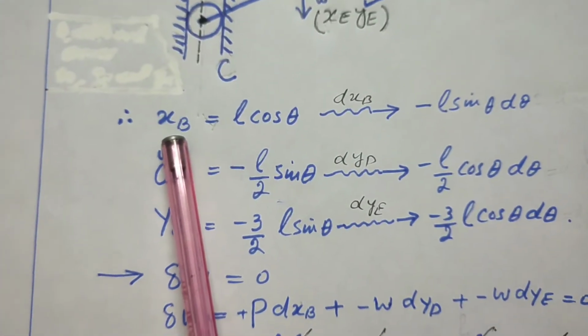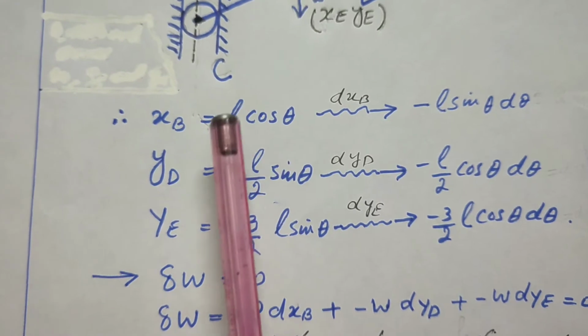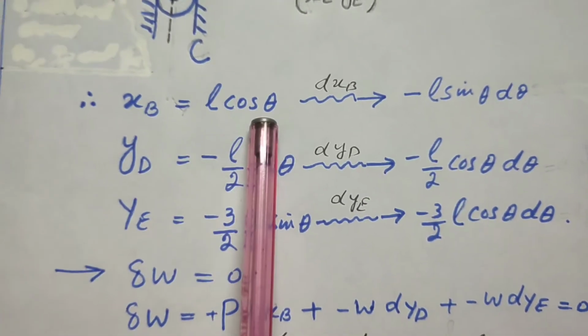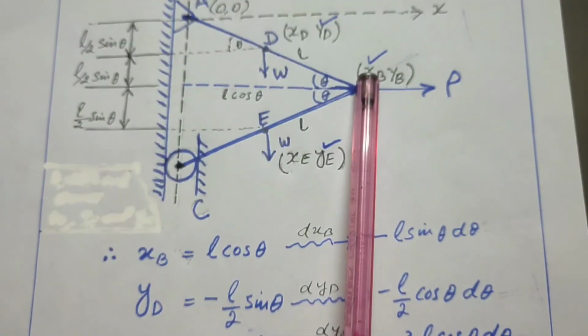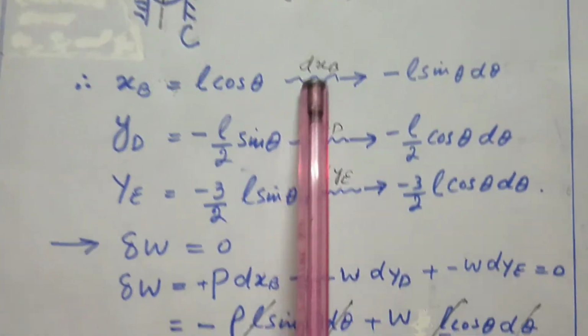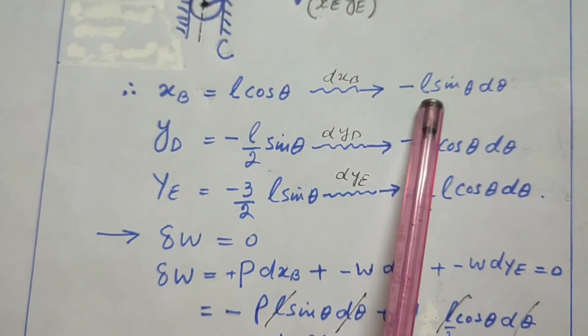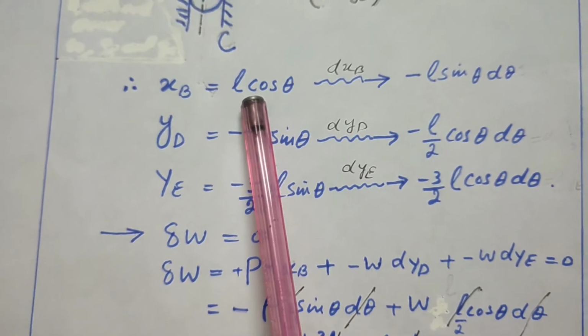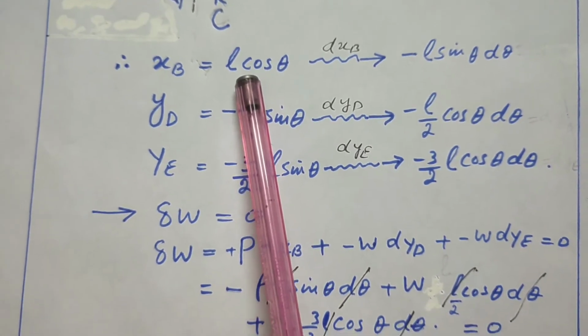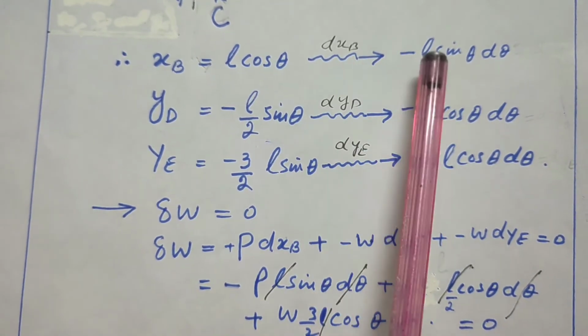So XB will be equal to L cos theta, and if we differentiate this, dXB will be equal to minus L sin theta d theta. The differentiation of cos theta is minus sin theta.